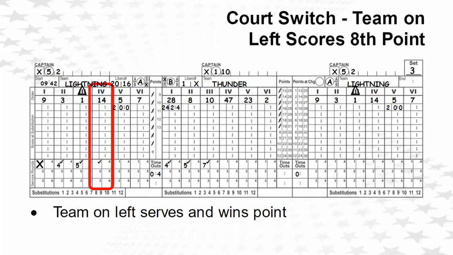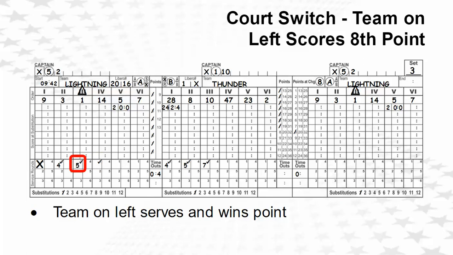Because Lightning won the point while on the left, slash the 8 in the far left-hand points column and the far right-hand points column. Then record an 8 in the points at change circle in the right section. Do not enter an exit score in the checked service round box on the far left side, because number 14 continues to serve after the court switch.